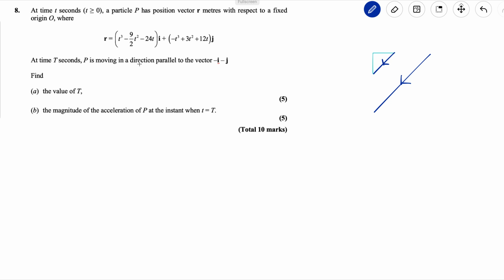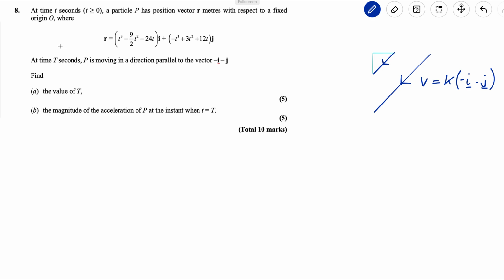And so if two objects are moving in a parallel direction, their velocities are parallel. So the velocity of this one will be a scalar multiple of this original vector. So let's say k times (−i − j). So I'm going to find the velocity, or use the velocity, in order to find the time.